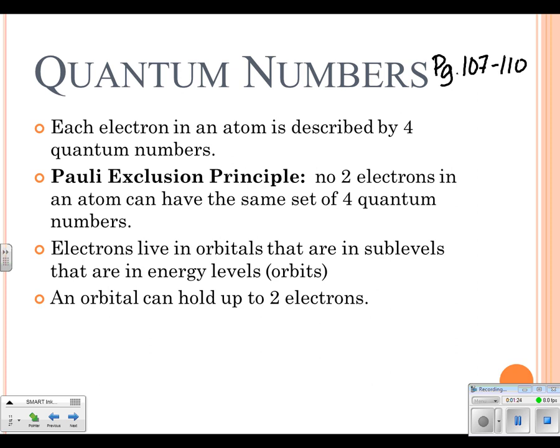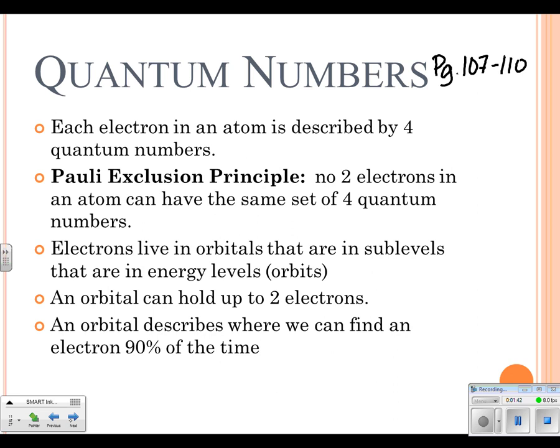So the Pauli exclusion principle says that no 2 have the same set of 4 quantum numbers, which means no 2 electrons have the same exact address. They're not in the same place at the same time. So if there can be 2 in each orbital, what that means is they're actually in different spots within that orbital. So that's what we're going to go through.